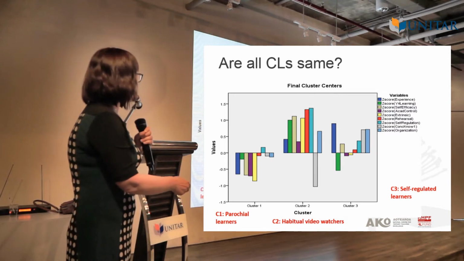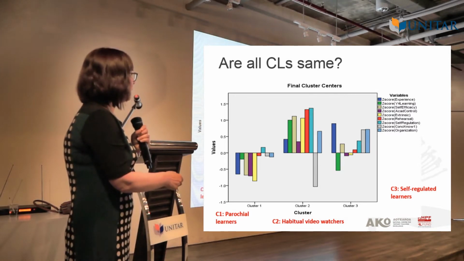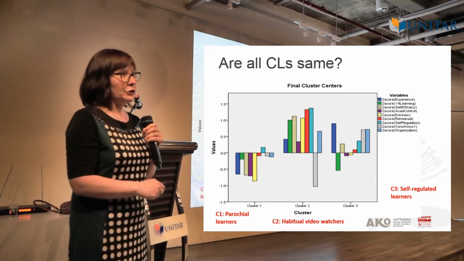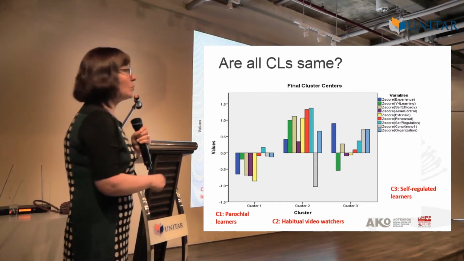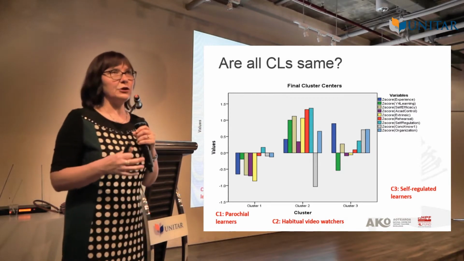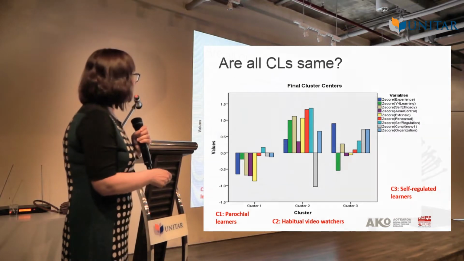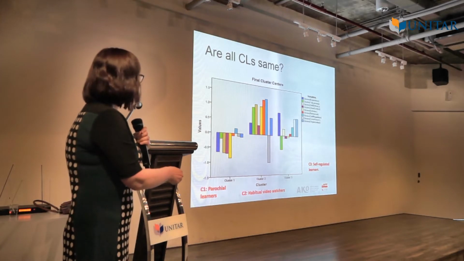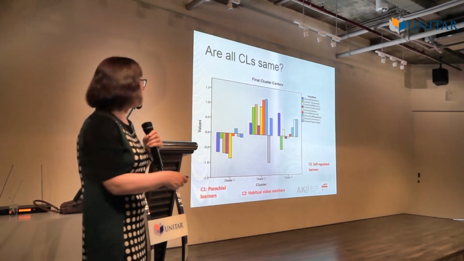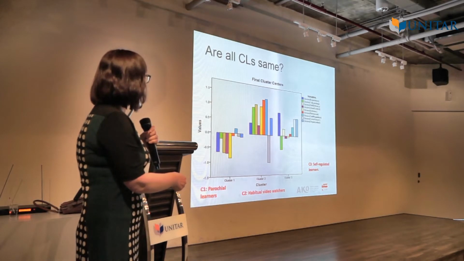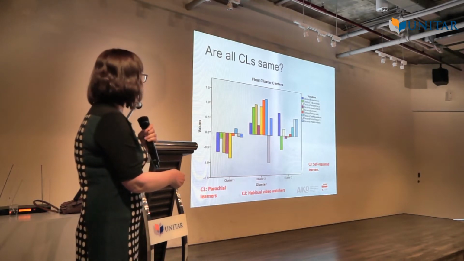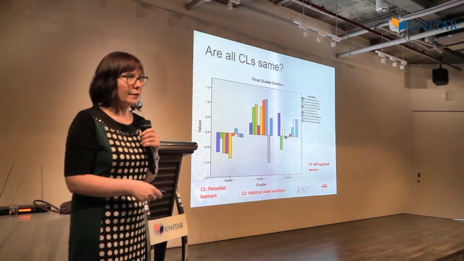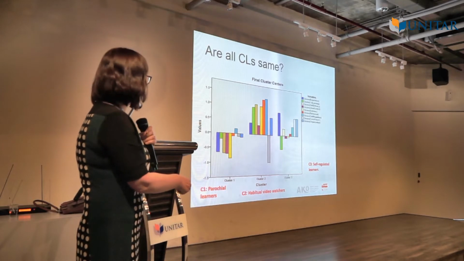If you look at this cluster here, they have a lot of experience. They don't use YouTube for learning very much, okay? They have relatively good metacognitive and self-regulation skills. So this is our ideal cluster. We call it self-regulated learners. This cluster here is lowest on everything. So they have very little experience. They don't use YouTube for learning very much. They have low self-efficacy, low motivation, and so on, okay? We call it parochial learners.